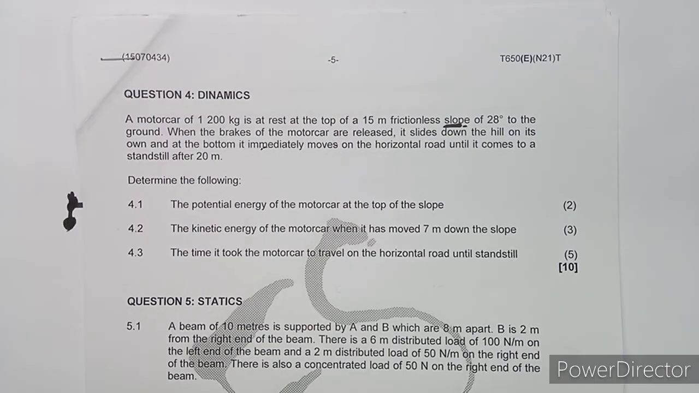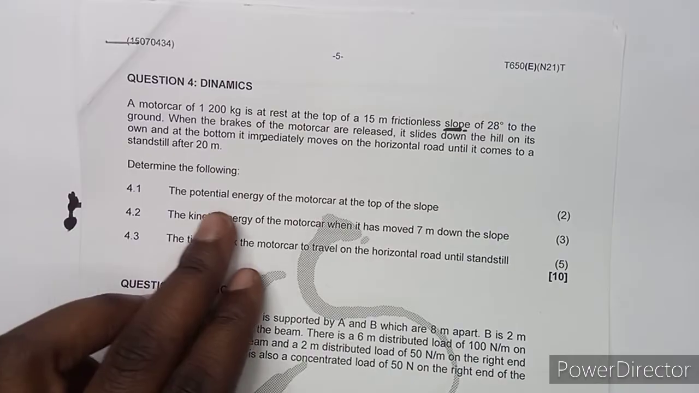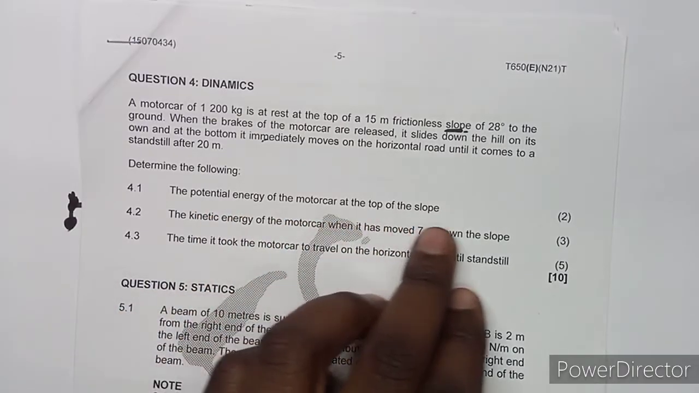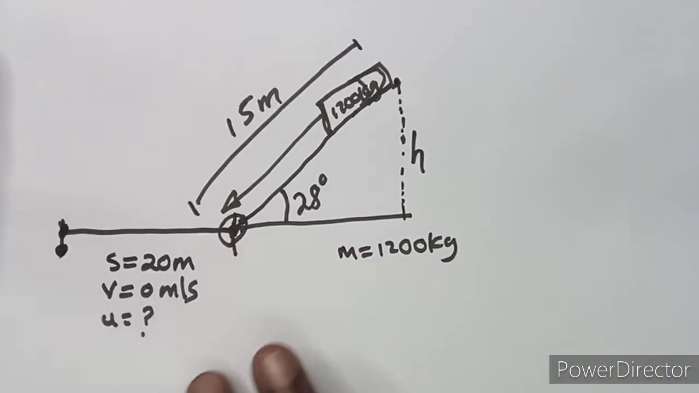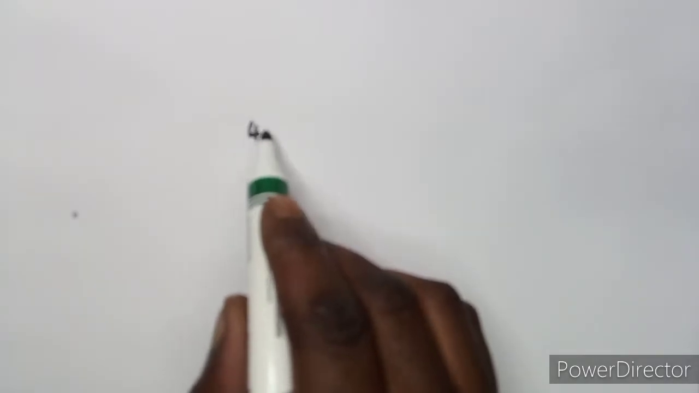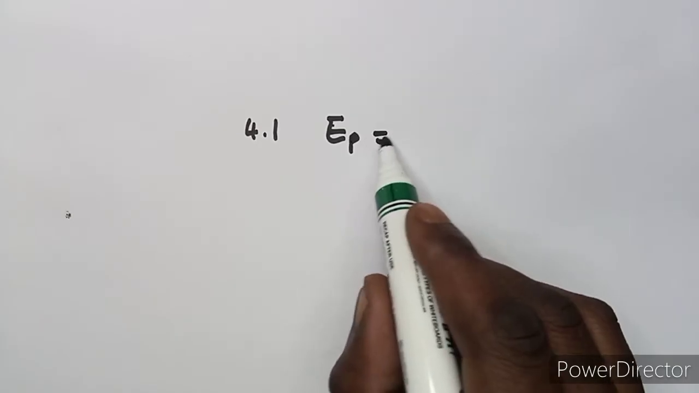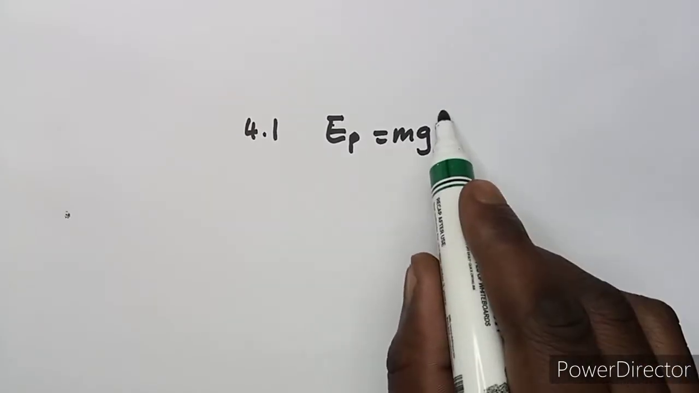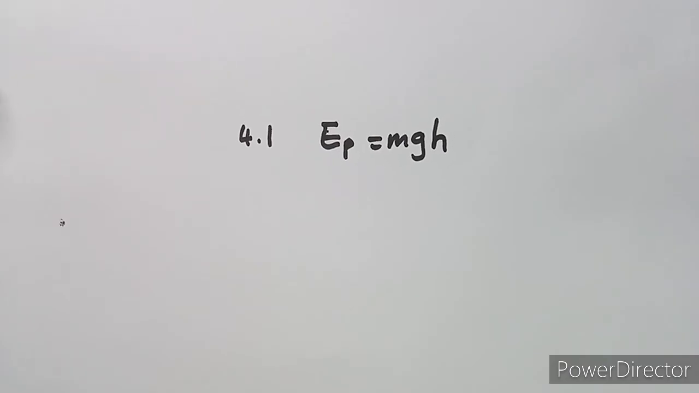So what is the first question? Determine the following: the potential energy of the motor car at the top of the slope. So at the top of the slope, this is where it is. This is 4.1. Remember that the potential energy is equivalent to mgh. So if it is equivalent to mgh, how are we going to find h? That's the question. How am I going to determine h?